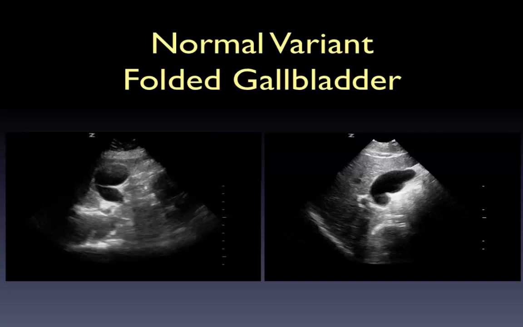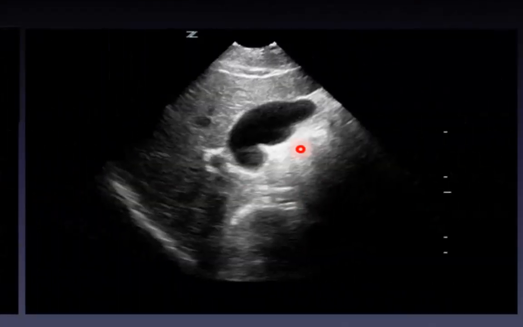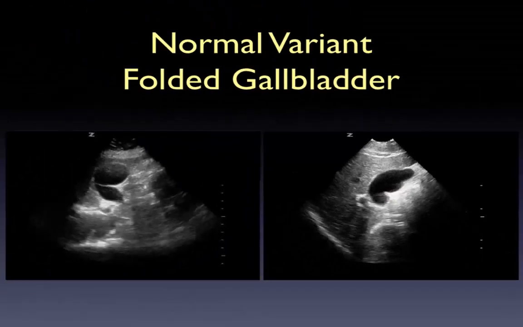A couple other normal variants, so you'll often see folds in the gallbladder. These are usually echogenic and a little more curved or linear, but they shouldn't cast any shadows. So here we've got one here. There's a couple sitting here in this gallbladder. Those are just normal findings, but make sure you scan all the way through them because sometimes they'll give you a false edge for the gallbladder and then you miss a part of it.